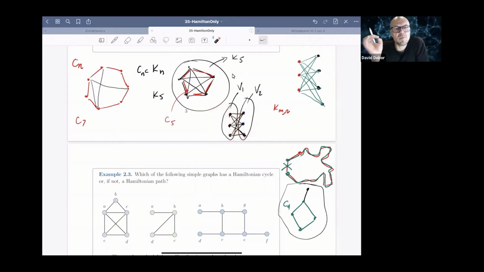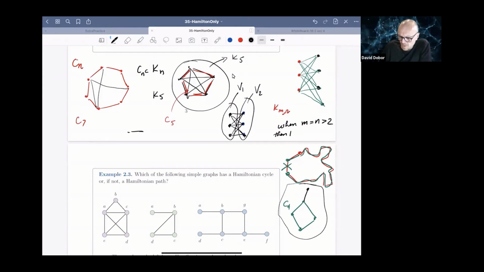So if you have an equal number of vertices in Kmn, so when m equals n, and we're assuming they're greater than 2, right? So you just don't want to have a graph like this. Then, as we've just shown, Kmn is Hamiltonian. So a bipartite graph with an equal number of vertices in the partite sets is a Hamiltonian graph.